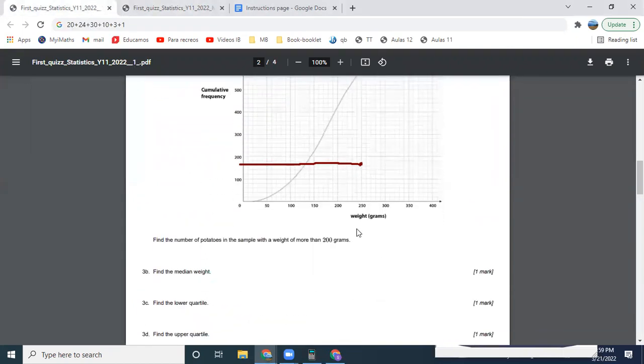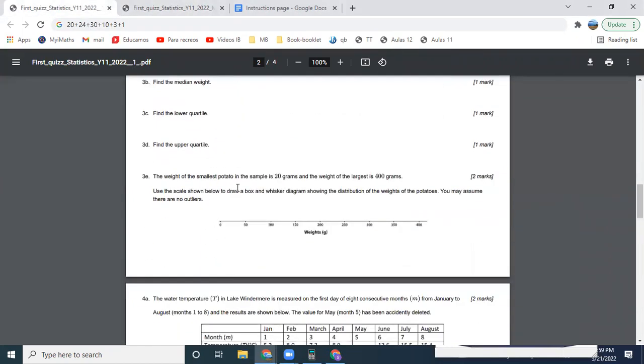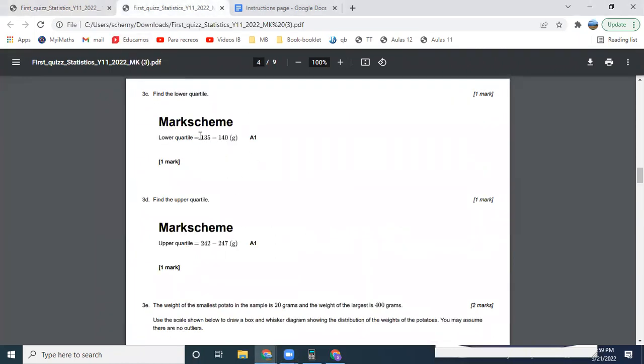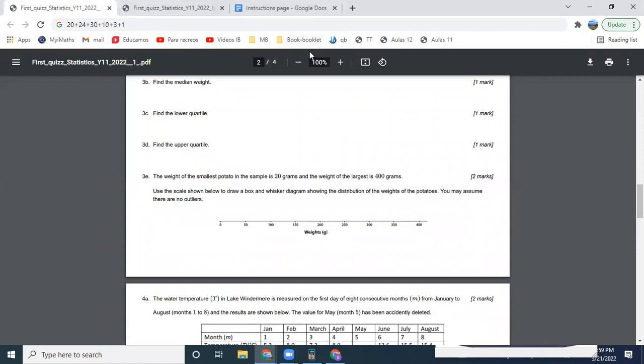So that's that. And then we know that the weight of the smallest potato is 20 grams and the largest is 400 grams. So the box and whisker plot would be something like this: the lower quartile, I forgot, well, let's say I got mistaken. And for example, the median, I wrote it was, I don't know, 210. And then this, I wrote it was 170. And this, I wrote it was 300, okay?